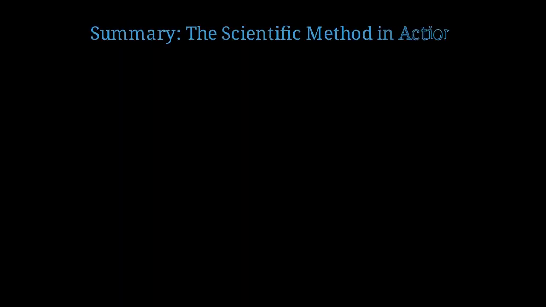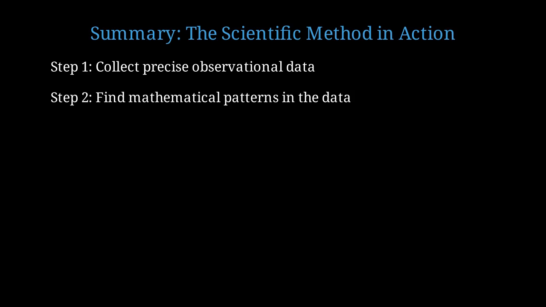Let's summarize what we've learned about how science progresses from observations to laws. First, collect precise observational data. Tycho Brahe spent decades measuring planetary positions with unprecedented accuracy. Second, identify mathematical patterns. Kepler found that orbits are ellipses and discovered his 3 laws relating periods and distances. Third, propose a physical mechanism or force law that explains the patterns. Newton proposed the inverse square law of gravitation.